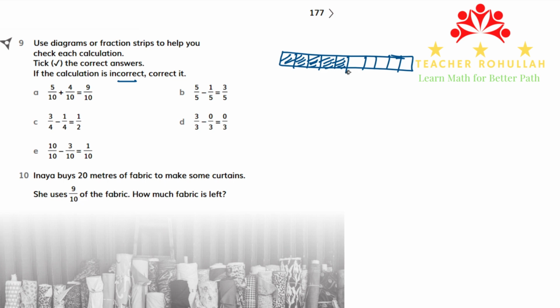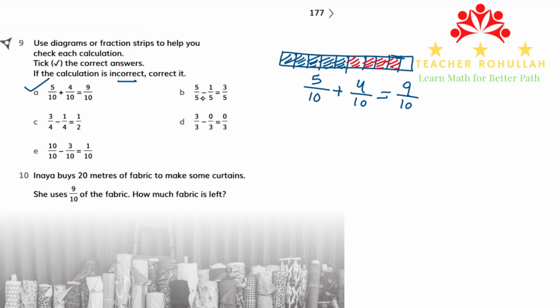I will take red. Then we have another 4/10, 1/10, 2/10, 3/10, 4/10. So if we now show, we have 5/10 plus, and the other one which is shaded red is 4/10. 5/10 and 4/10. So how many 1/10s do we have? 1, 2, 3, 4, 5, 6, 7, 8, 9. So 9/10. In this case, part A is answered correctly.